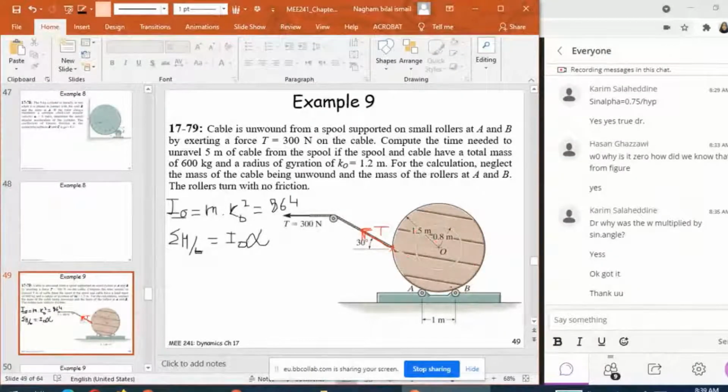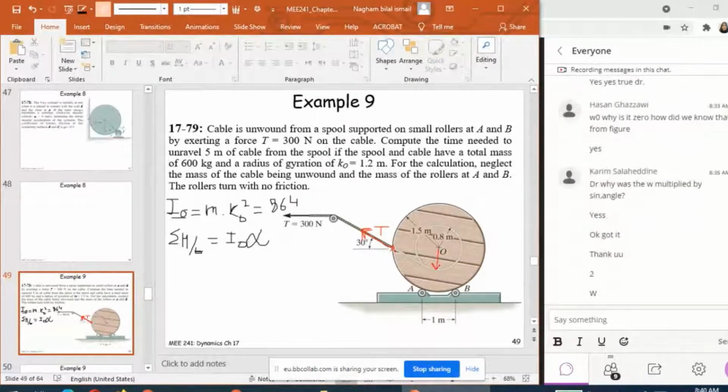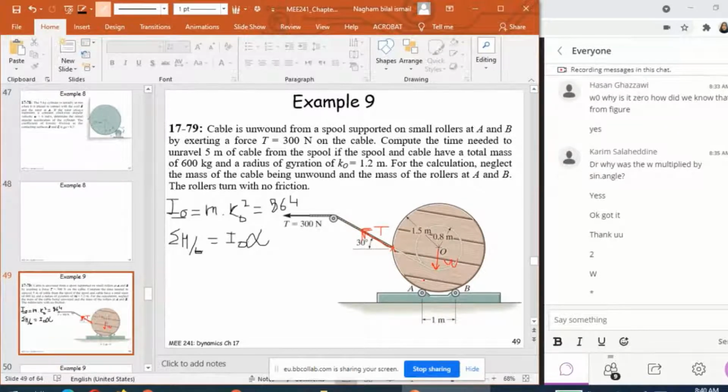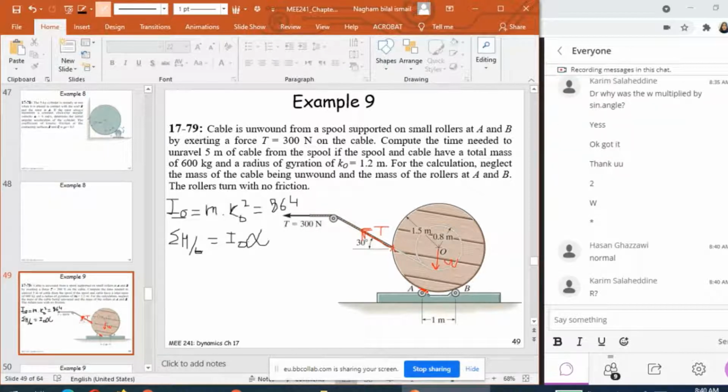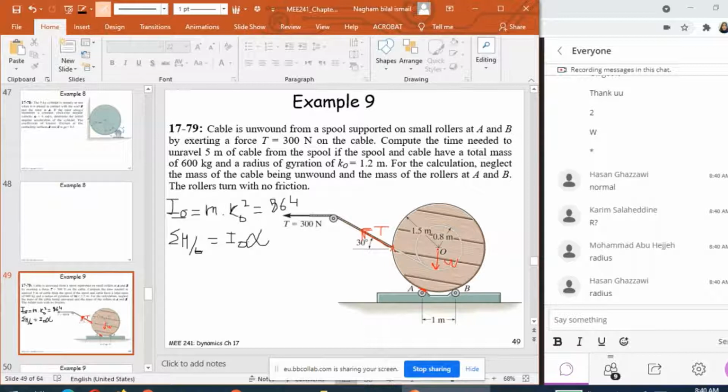What are other forces exerted on this disk? I have the weight, and I have the normal forces. All right? So what are these two normal forces? This is the tangent, guys. And if I want to find the perpendicular to the tangent, what is the perpendicular line to the tangent on a circle? So what line, guys, is normal to the tangent? It's the radius, yes.